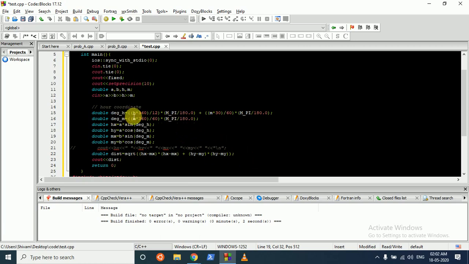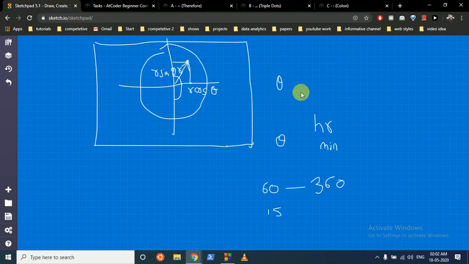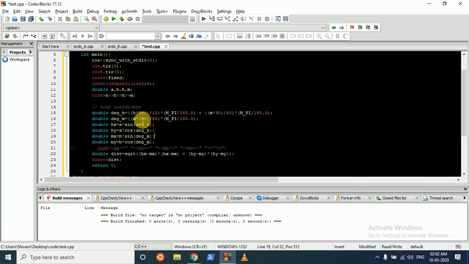Okay, for finding out the hour hand value, you can use the same property, such that, as we know, in 12 hours it completes 360 degree. So you can use this divided by 12 and 360 in finding out this value.